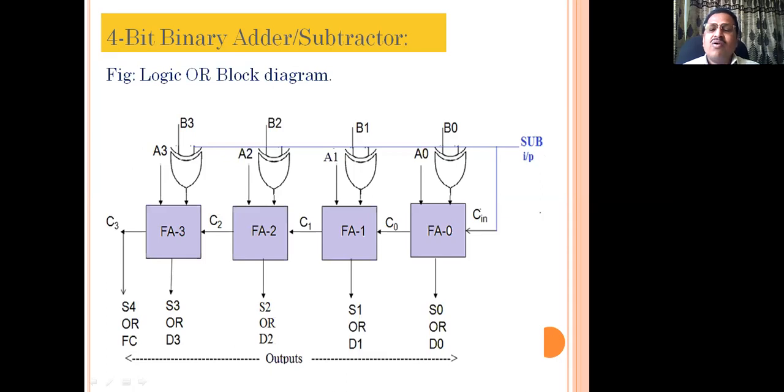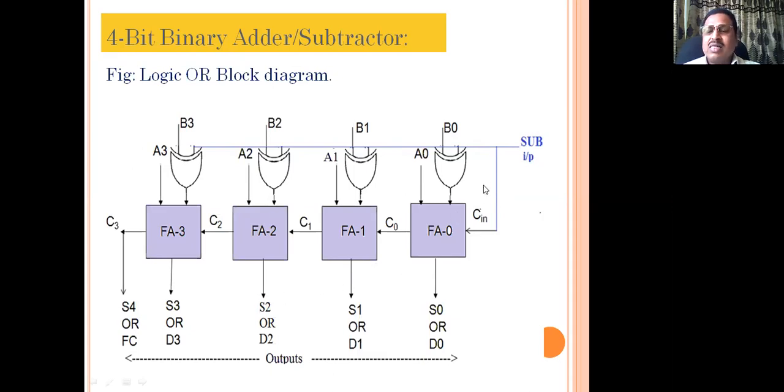See here now, we know the working of a 4-bit controlled inverter: if the control terminal is at logic 0, then the output of each XOR gate will be the same as the remaining input. That means B3, B2, B1, B0 will be given directly as input to the full adders. In that case, they will get added with A3, A2, A1, A0, and the circuit will work as an adder.